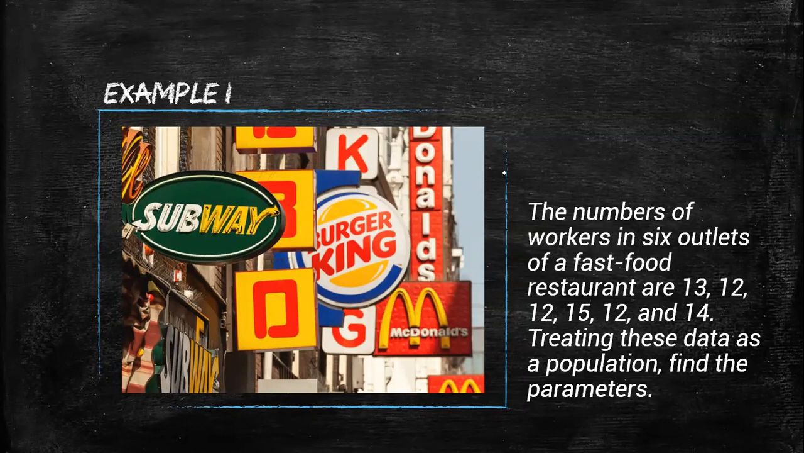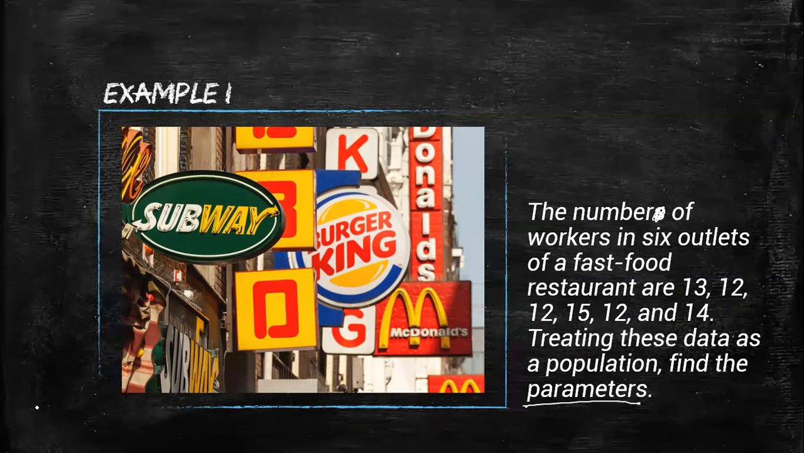So, example number 1. The number of workers in 6 outlets of a fast food restaurant are 13, 12, 15, 12, 15, 12, and 14. Treating this data as a population, find the parameter or parameters. Okay, question. Ano ba siya? Parameter or statistic? Anyway, nasabi na rin pala siya dyan. So, parameter siya. So, siya ay population. So, we will use the population. Okay? So, population yung gagamitin natin, yung mga formula niya.